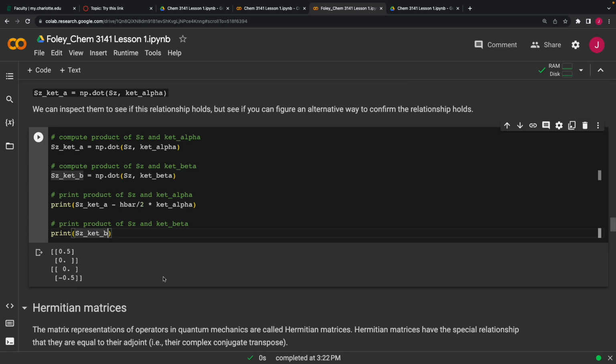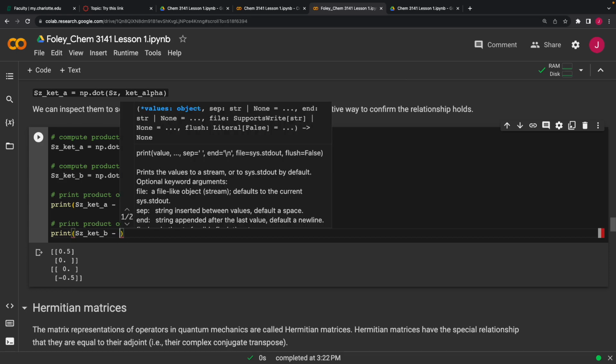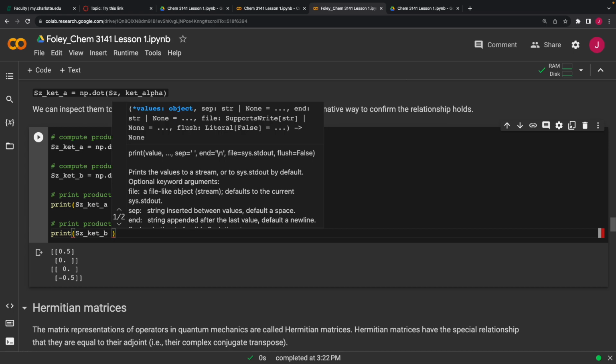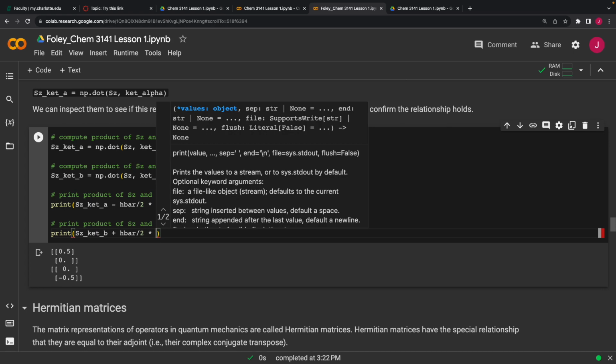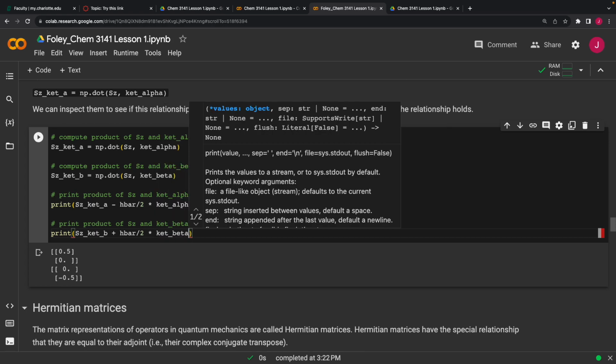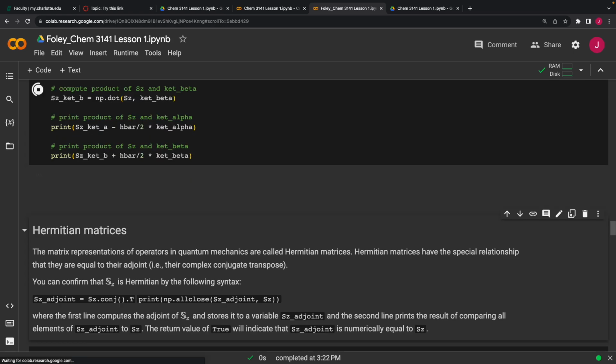And at the same time, I could, from SZ ket beta, subtract minus h bar over 2 times ket beta, which would be the same thing as plus h bar over 2 times ket beta. And then that should also be (0, 0). So I do, in fact, see zeros across the board. There are even more elaborate ways I could do this. For the interest of time, let's skip that for now.